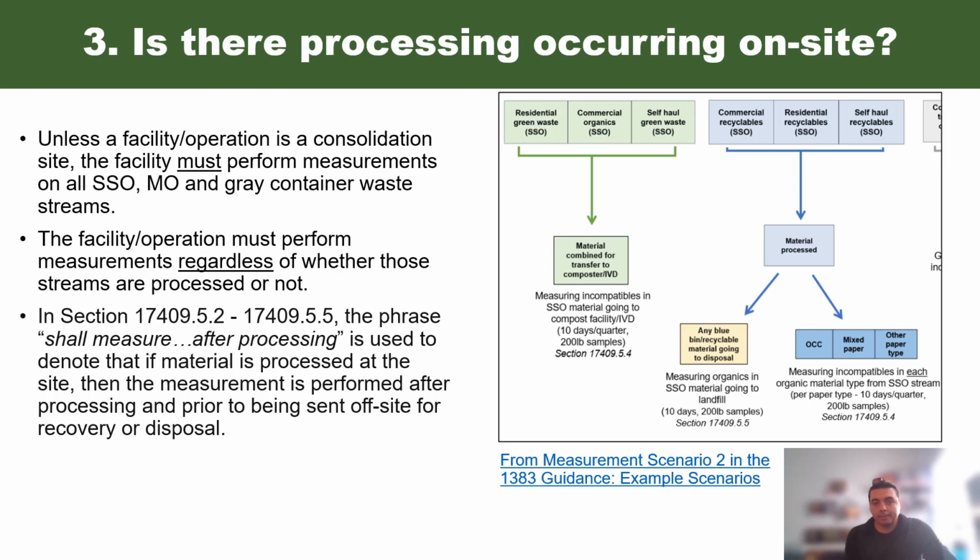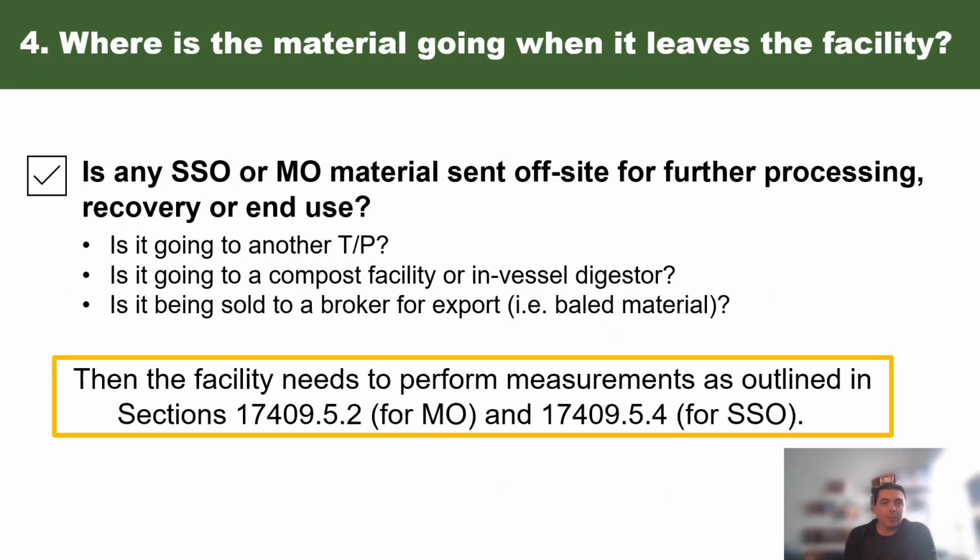And the reason why this question is important. So the final question you want to ask is, where's the material going when it leaves the facility? So this is probably one of the best questions to ask because this will ultimately tell you what state minimum standards will apply. Because once you know the waste streams coming into the facility, knowing where it's going is going to tell you what standard will apply.